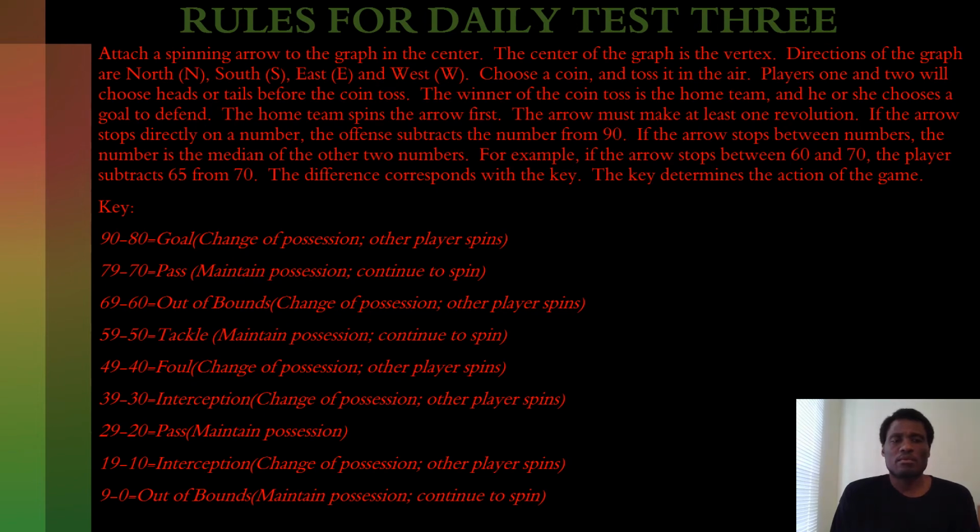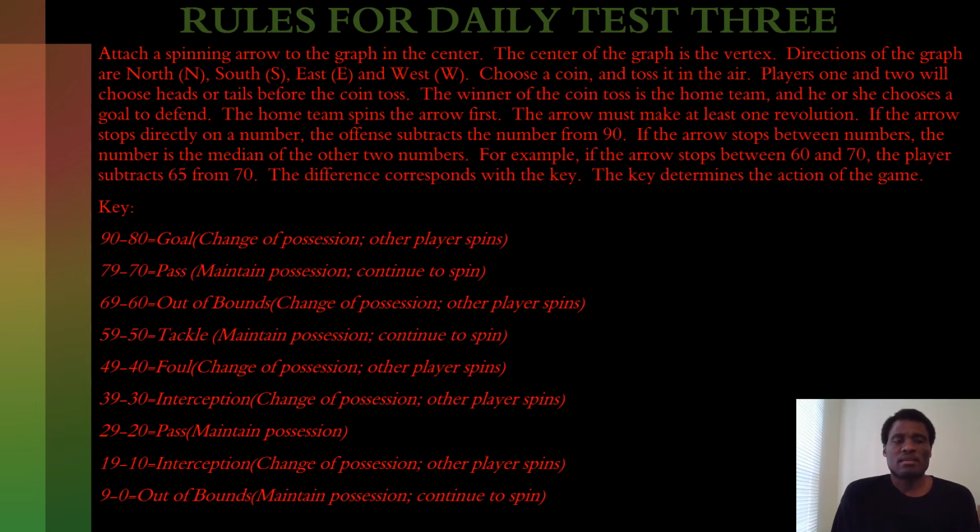The home team spins the arrow first. The arrow must make at least one revolution. If the arrow stops directly on a number, the offense subtracts the number from 90. If the arrow stops between numbers, the number is the median of the other two numbers. For example, if the arrow stops between 60 and 70, the player subtracts 65 from 70. The difference corresponds with the key. The key determines the action of the game.